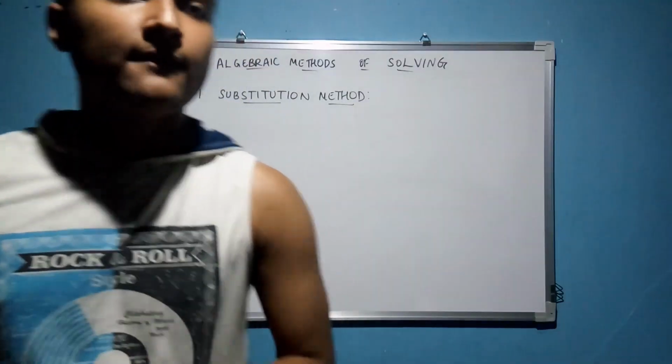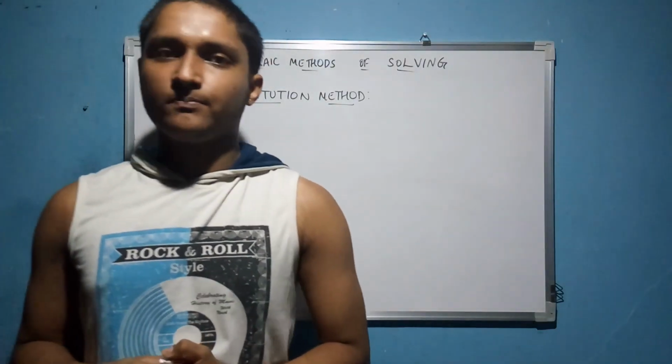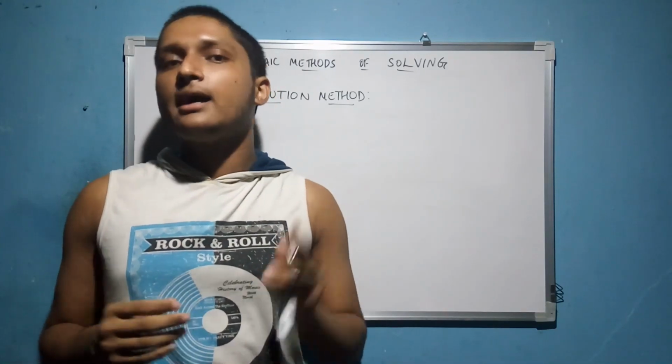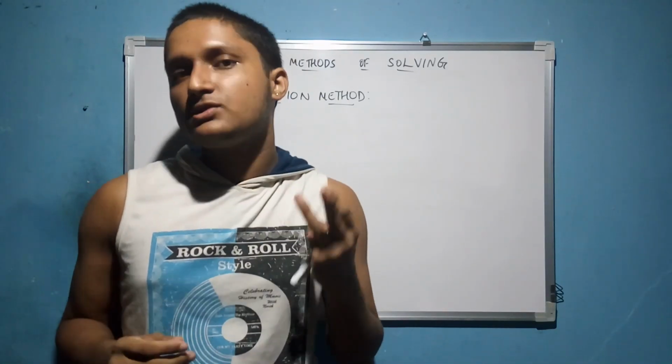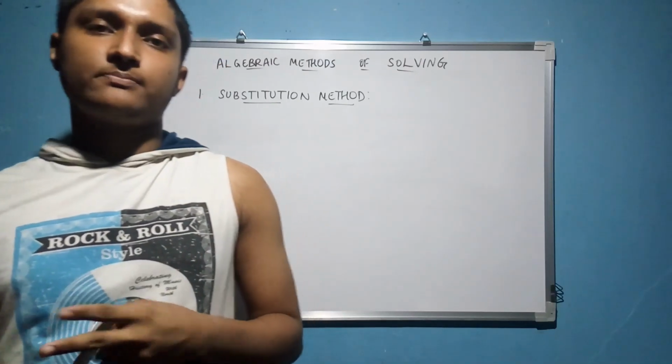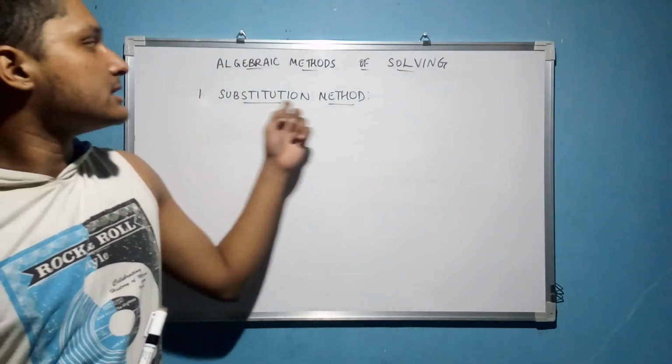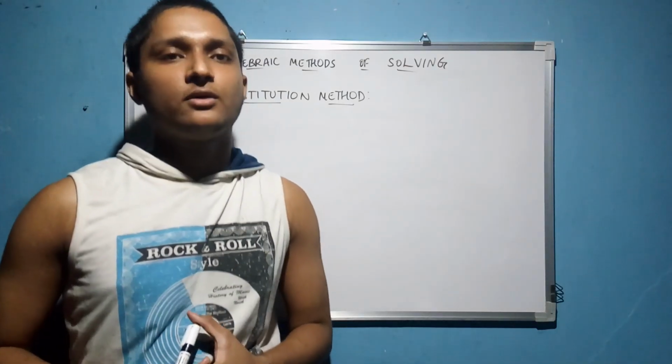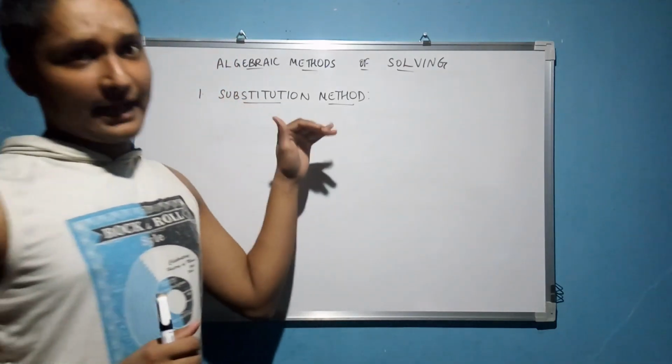Today we are going to deal with the algebraic methods of solving. In this textbook, three algebraic methods are mentioned for solving a given pair of linear equations in two variables. The first method out of them is the substitution method. This is a simple and direct method.